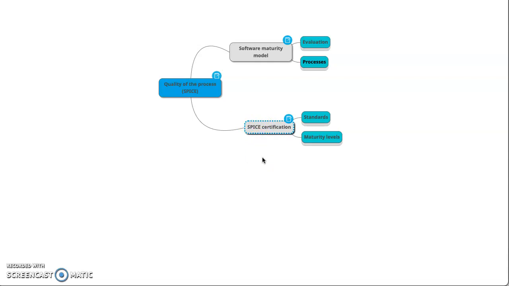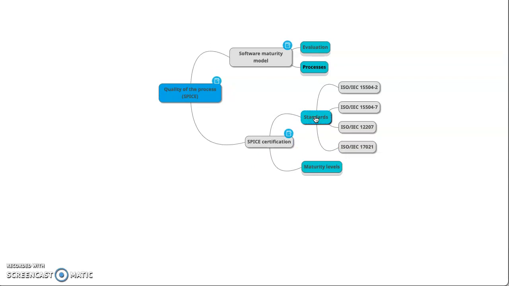It will have two divisions. Kind of say this one is standards and maturity levels. The standards you should be able to comply with are these four. These two are regarding the evaluation of the process, and the other two, the processes itself. So the ISO 15504 parts 2 and 7. The other one is regarding the evaluation. There is the 12207 and 17021.